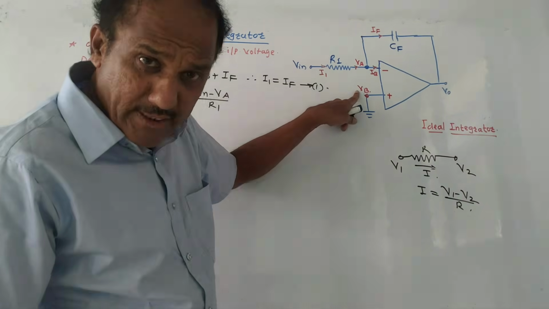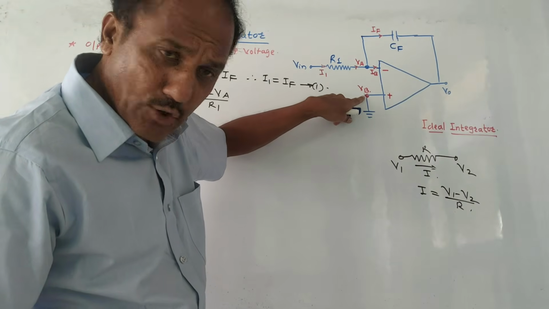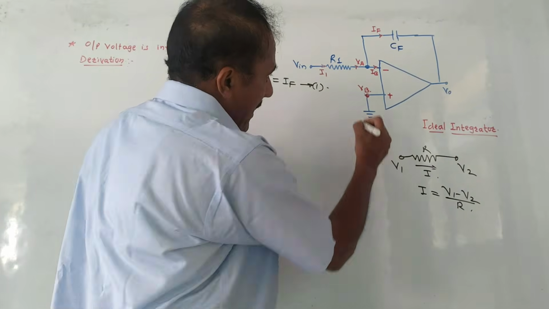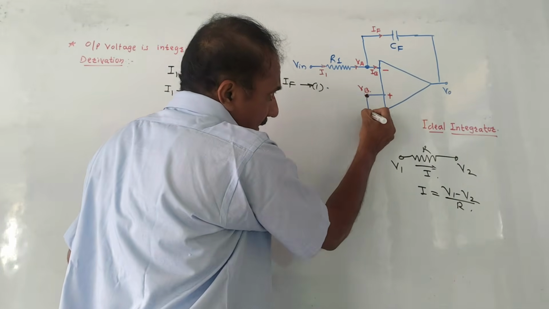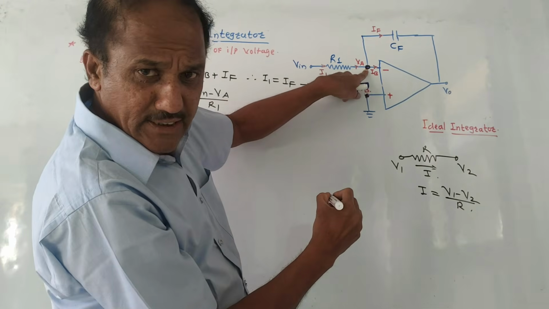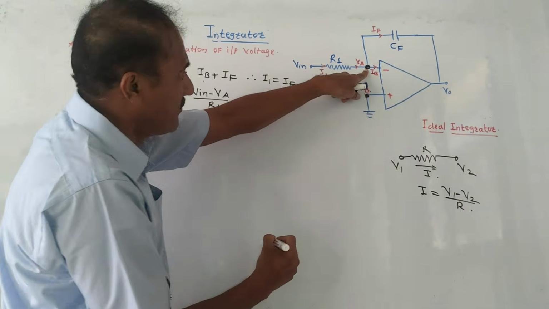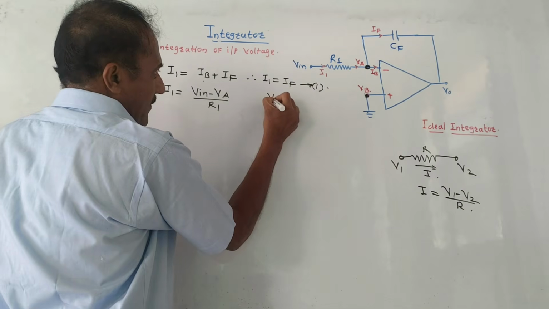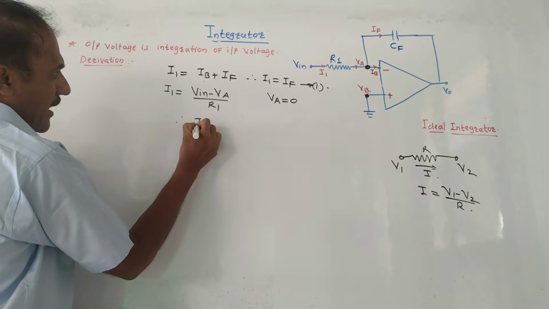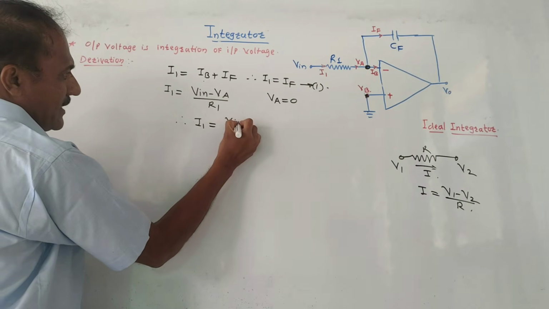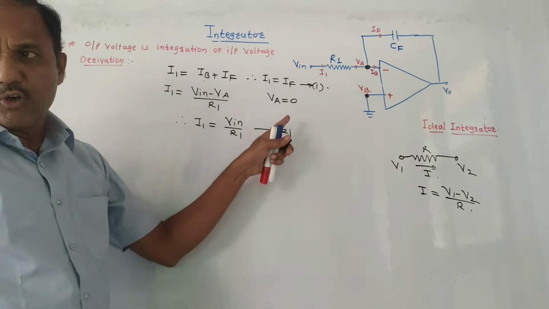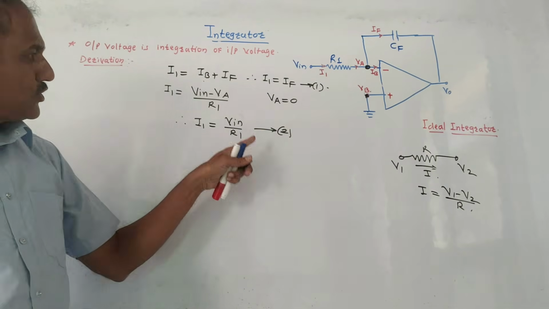But look at the diagram. VB is the voltage at this point which is connected to ground. We know the virtual ground concept. If this voltage is connected to ground, it means it is 0. So according to the virtual ground concept, the voltage at this point is 0. That means VA is equals to 0. So I will write it over here. Due to virtual ground, VA is 0. Therefore, I1 can be written as Vin upon R1. Say equation number 2. This is because VA is equals to 0.